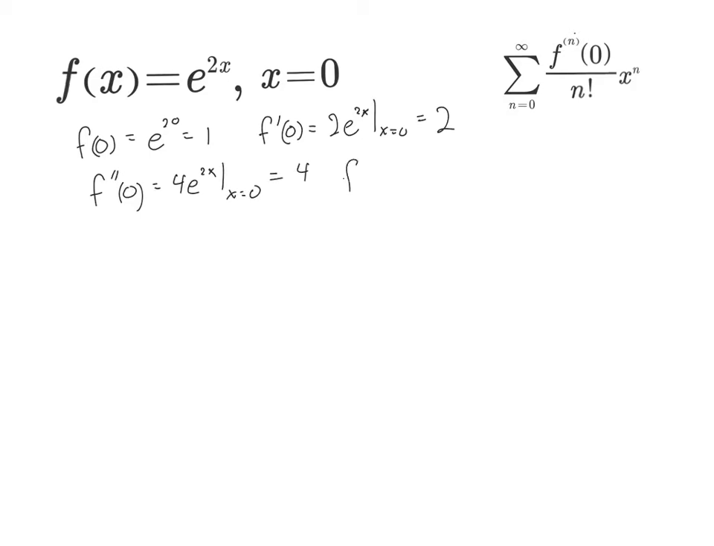The third derivative at 0 is going to be, let's see, the derivative of e to the 2x, and then the derivative of the inside is 2, so that becomes 8. And then evaluated at x equals 0 is going to be 8. And then one more, since we have to take the fourth order, which is going to be, looking at the pattern, 16.